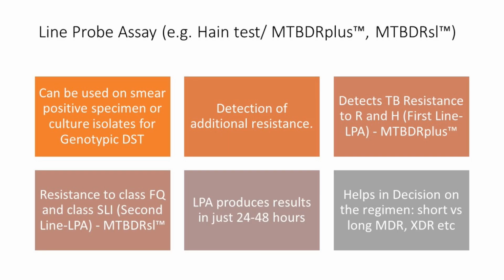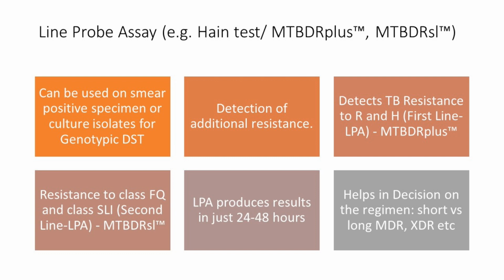Now I come to the line probe assay, the Hain test which I told you. Genexpert was only able to pick up rifampicin resistance. This line probe assay is able to look at additional resistance. So you have two types of line probe assays. One is MTB DR plus, which looks at INH and rifampicin, and you have MTB DR SL, that's your second line, which looks at fluoroquinolones and second line injectables, so your amikacin, capreomycin, kanamycin.